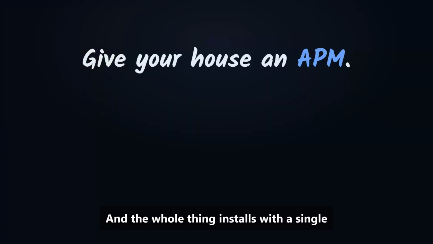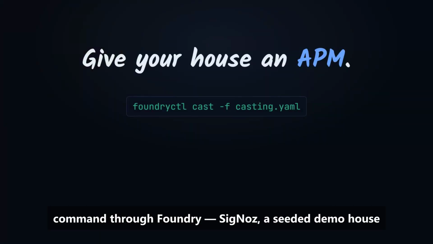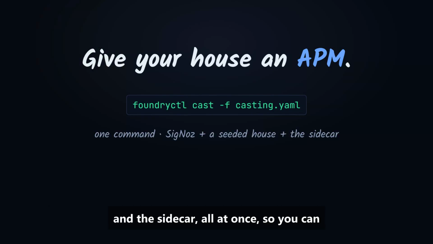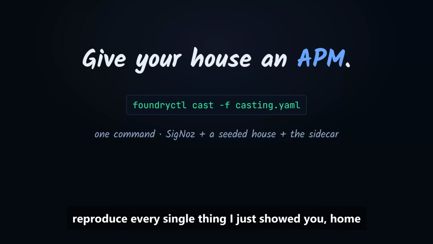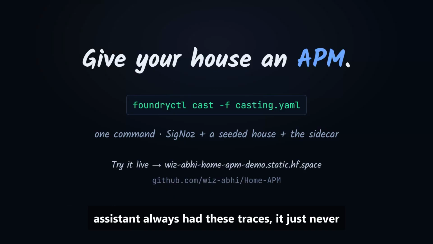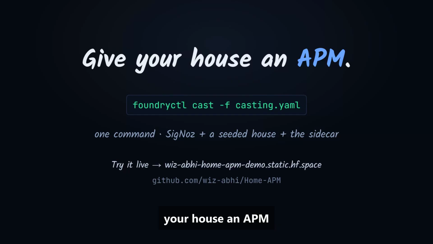And the whole thing stands up with a single command through Foundry: SigNoz, a seeded demo house, and the sidecar, all at once. So you can reproduce every single thing I just showed you. Home Assistant always had these traces, it just never let anyone see them. Now it does. Give your house an APM.